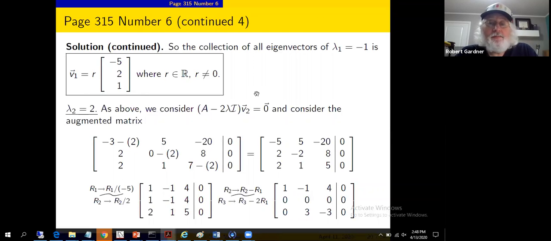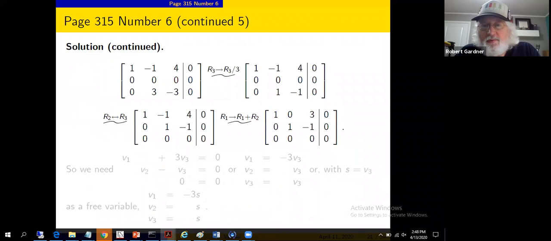Okay, do it again. Lambda 2 was 2. Okay, we'll do A minus 2I, it should read, and we'll subtract 2 along the diagonals. We're considering a system of equations. We'll do the row reduction. Looks like we'll end up here, and a pivot-free column. There'd better be a pivot-free column.